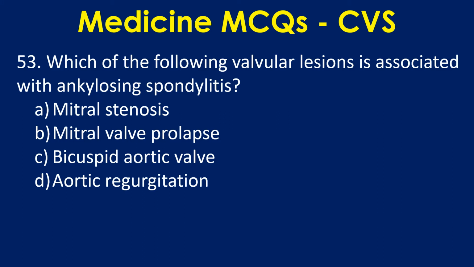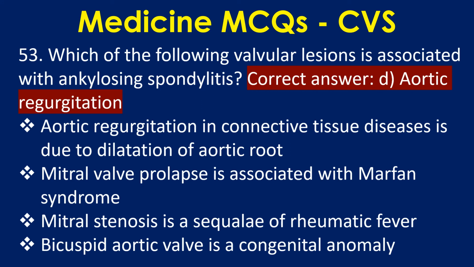Which of the following valvular lesions is associated with ankylosing spondylitis? A. Mitral stenosis, B. Mitral valve prolapse, C. Bicuspid aortic valve, D. Aortic regurgitation. Correct answer D. Aortic regurgitation. Aortic regurgitation in connective tissue diseases is due to dilatation of the aortic root. Mitral valve prolapse is associated with Marfan syndrome. Mitral stenosis is a sequela of rheumatic fever. Bicuspid aortic valve is a congenital anomaly.